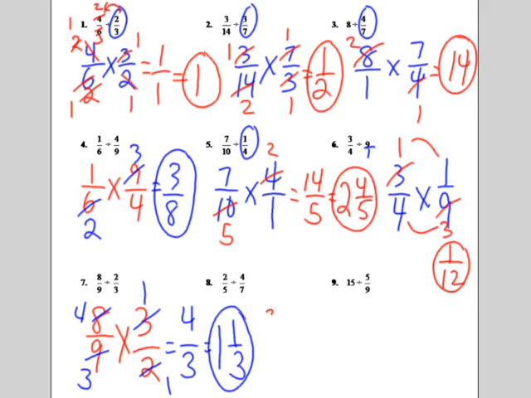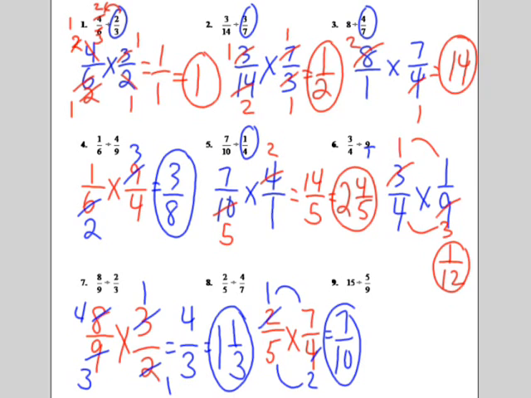So keep, change, flip. And on this, yeah, we could cancel the 2 and the 4. And we end up with, multiply the 1 times the 7, 2 times 5, to be 7/10. All right, one more.